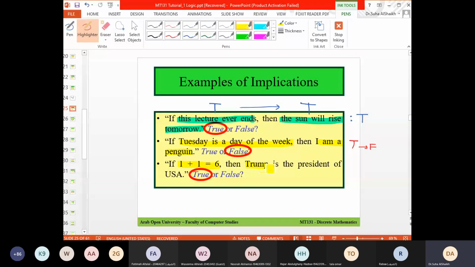This is a tricky question now. Trump, the president of the USA. Today is 19, huh? So that's true. It's still true. And 1 plus 1 is 6. This is false. For false, رايحة ل true. Yeah, this is what? That's correct. This is true.